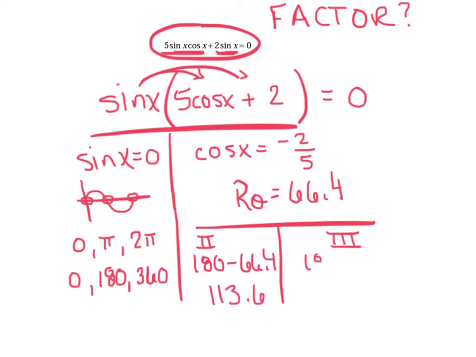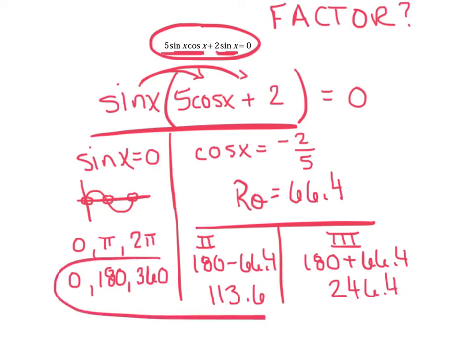And then 180 plus 66.4. Let's see, that's 246.4. So I've actually got 5 solutions. Look at this, 5 big solutions.